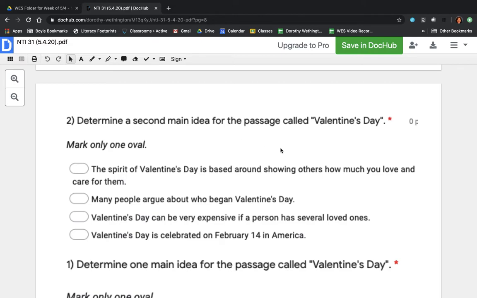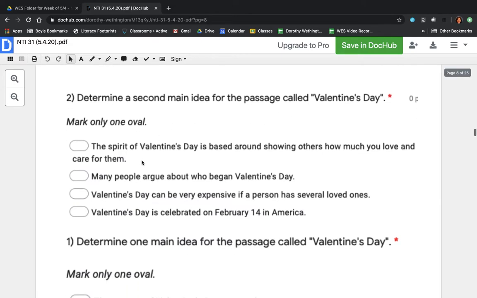Determine a second main idea for the passage called Valentine's Day. Mark only one oval. The spirit of Valentine's Day is based around showing others how much you love and care for them. Many people argue about who began Valentine's Day. Valentine's Day can be very expensive if a person has several loved ones. And Valentine's Day is celebrated on February 14th in America.